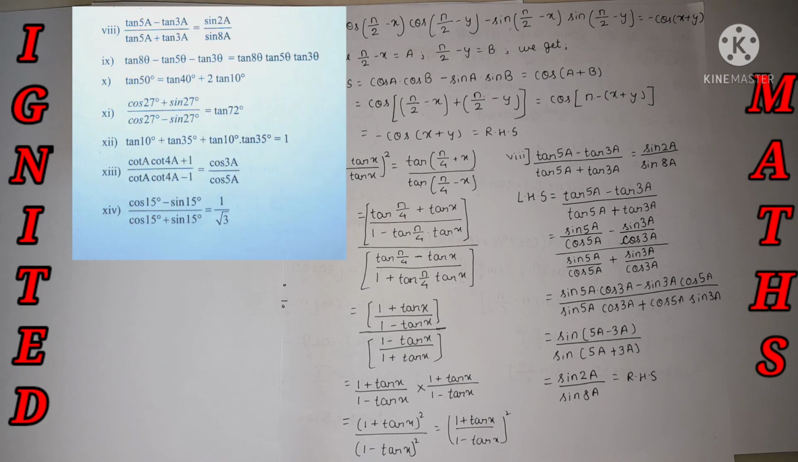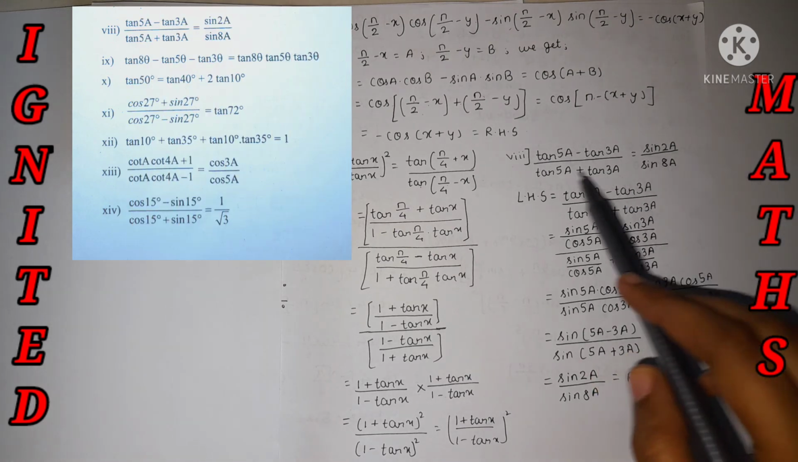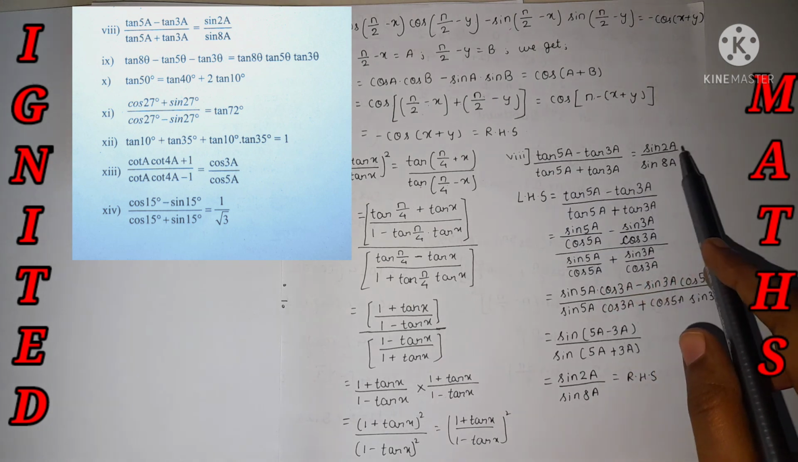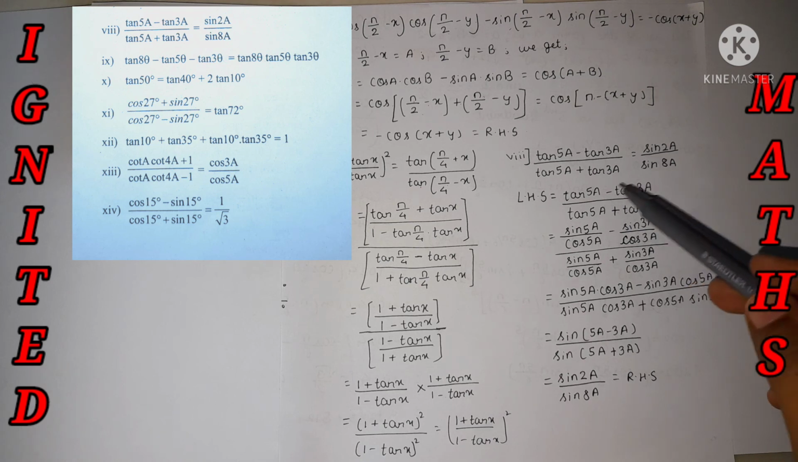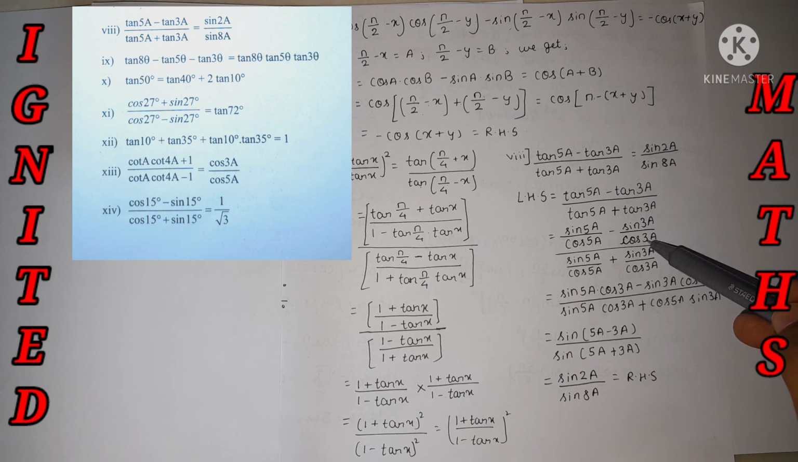Now the 8th sub question. So (tan 5a - tan 3a) divided by (tan 5a + tan 3a) is equal to sin 2a divided by sin 8a. So this is what my LHS value is. So we know that tan θ is equal to sin θ by cos θ, but over here θ is equal to 5a. So sin 5a divided by cos 5a, and over here sin 3a divided by cos 3a. Okay, I have not changed any sign over here.